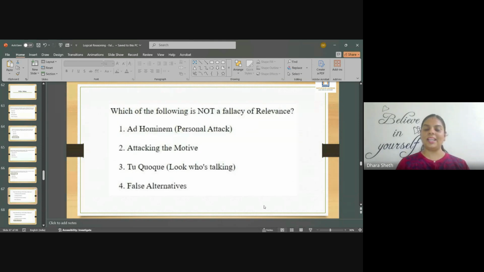Which of the following is not a fallacy of relevance? Ad hominem, attacking the motive, tu quoque, false alternatives. False alternatives. Okay.